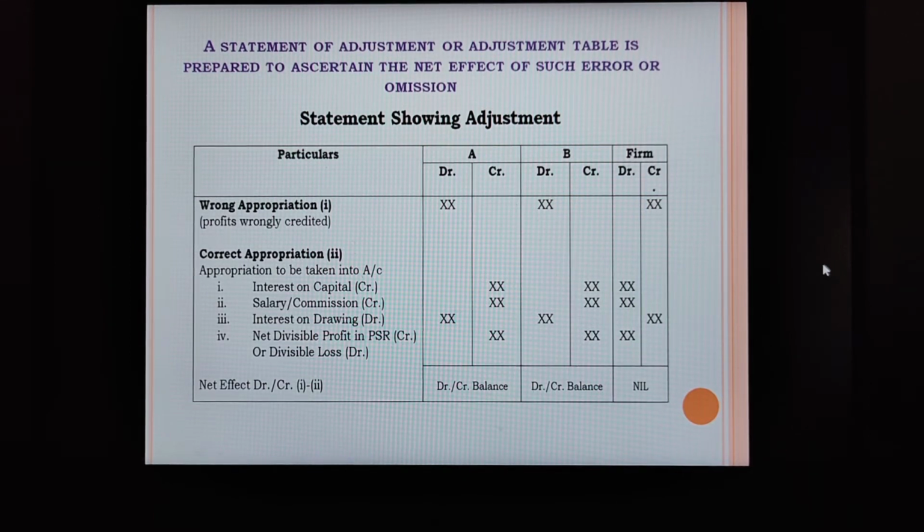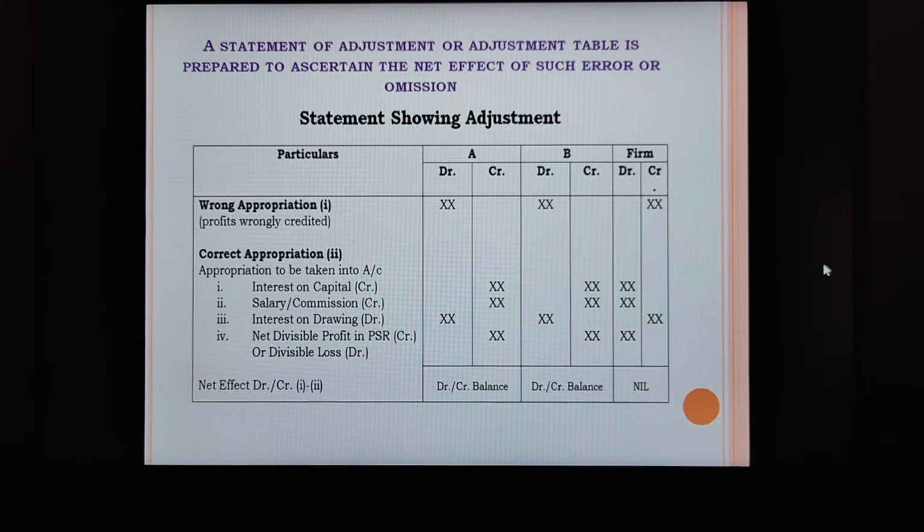Now we have to find the correct appropriation, that is appropriation to be taken into account, like interest on capital. So partner's capital account would be credited and firm account would be debited. Salary or commission, partner capital account would be credited and firm's account would be debited. Now interest on drawing, partner's capital account will be debited and firm's account would be credited. Net divisible profit in PSR, so partner's capital account would be credited and firm's account would be debited.